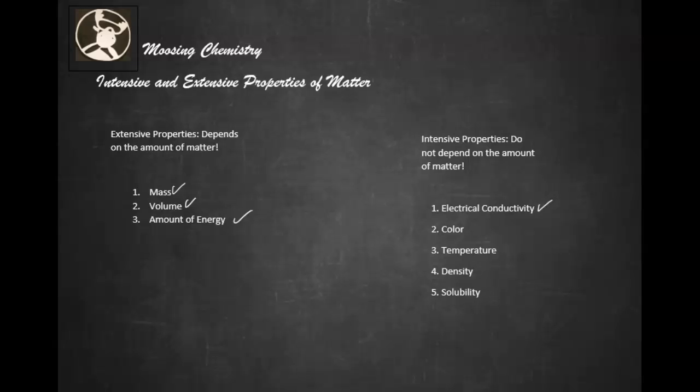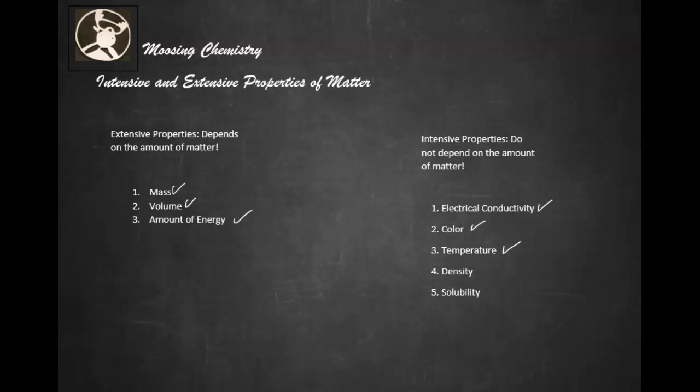Color, hey, think about this. You've got a pattern or like a splotch of cloth, and one is 1 cubic centimeter in size and one is 1 meter in size. Hey, it doesn't matter whether it's cubic centimeter size or meter size, it's going to be the same thing. It's still going to be red, for example. All right? Temperature, on the other hand, also doesn't depend upon the amount of matter. So therefore, temperature is not an extensive property, but it is an intensive property.